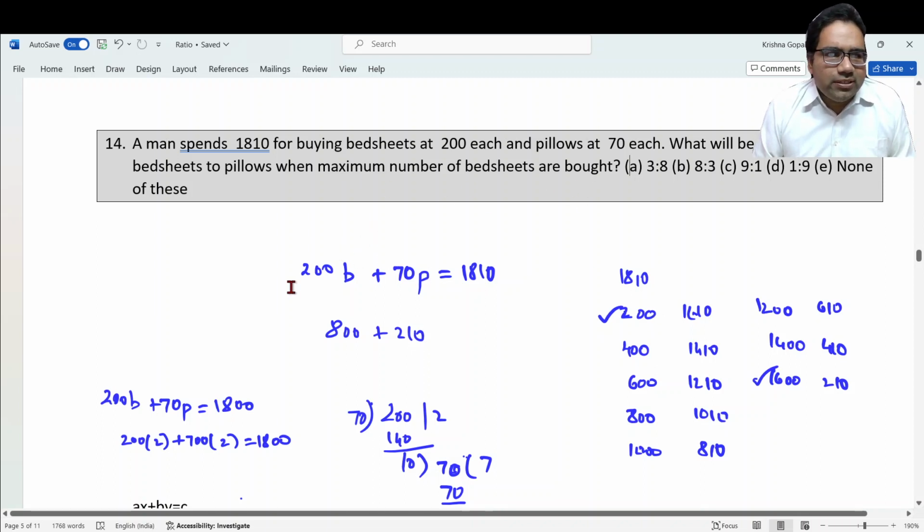So in this equation, 200b plus 70p, one bed sheet 200, two, three bed sheets 600, four bed sheets 800, five bed sheets 1000, 1200, this is the combination, right? One, two, three, four, five, six, seven, eight bed sheets. And then what is the remaining amount that is left? 1610.